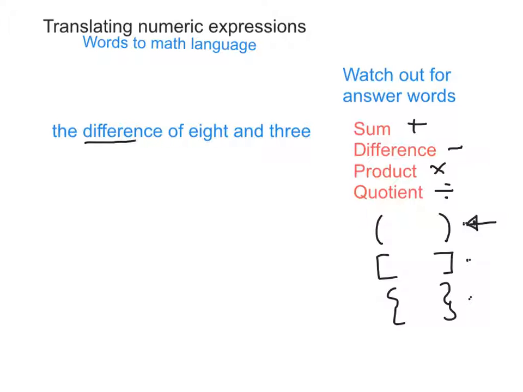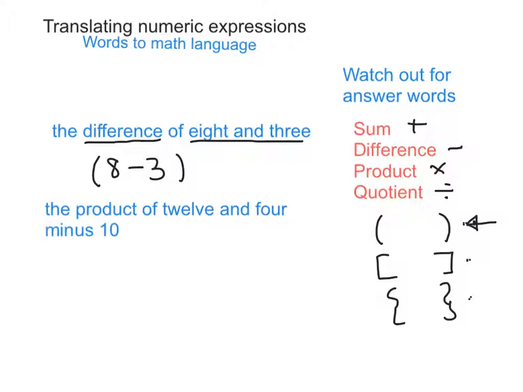The difference of 8 and 3. If we see these words, we know that it's going to go in parentheses, and what goes in the parentheses is what follows it. 8 and 3. 8 minus 3. Now, this problem wouldn't normally need parentheses, but remember, we are just translating. We are not solving or evaluating these expressions. Therefore, this is how it would be translated into math language.